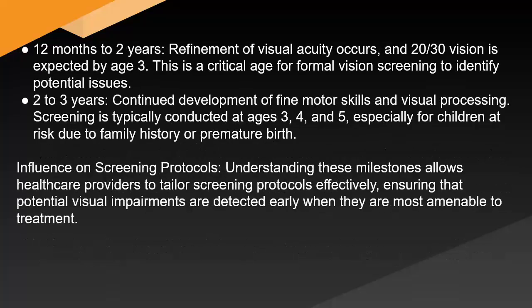12 months to 2 years. Refinement of visual acuity occurs and 20/30 vision is expected by age 3. This is a critical age for formal vision screening to identify potential issues. 2 to 3 years. Continued development of fine motor skills and visual processing. Screening is typically conducted at ages 3, 4, and 5. Especially for children at risk due to family history or premature birth.